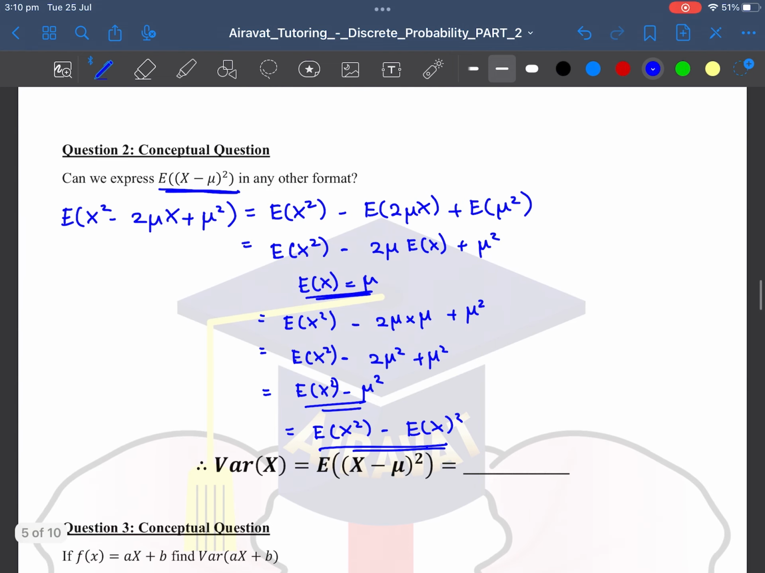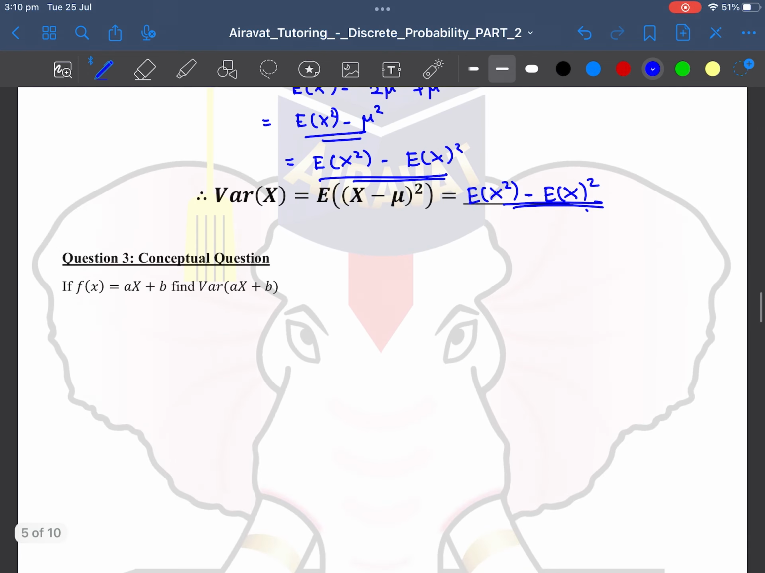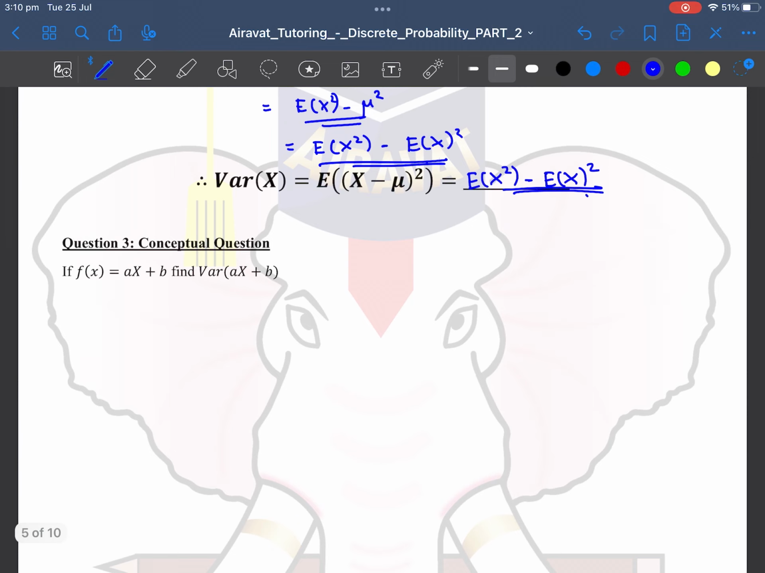That is a lot easier than applying this formula over here. It's a lot more convenient. So we can express variance also as E of X squared minus E of X whole squared. Alright, now another conceptual question: is there a linear transformation identity for variance like we had for mean? Yes, there is. So I'm going to quickly derive that by explaining that to you as well.